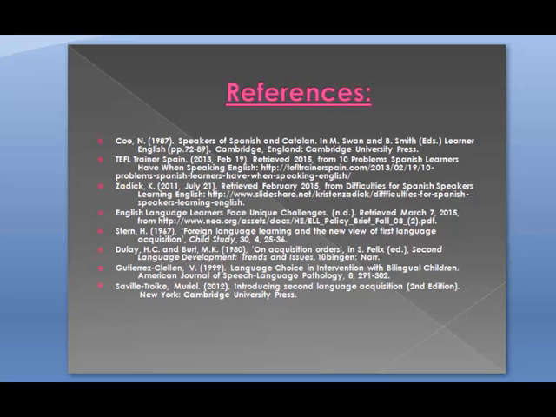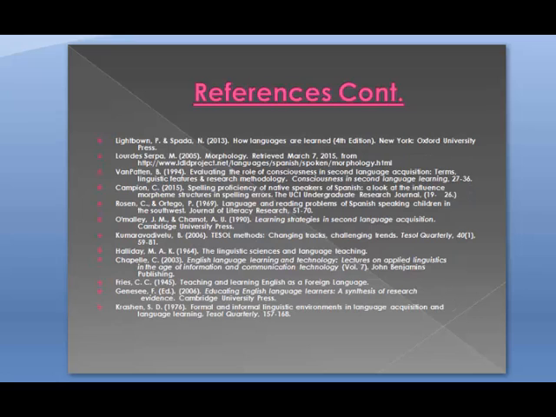Reference page 1, reference page 2. That concludes this presentation.